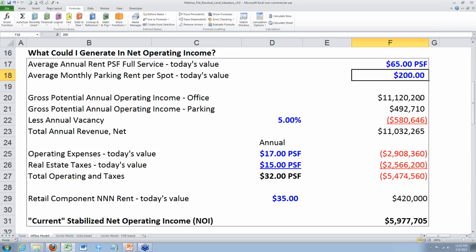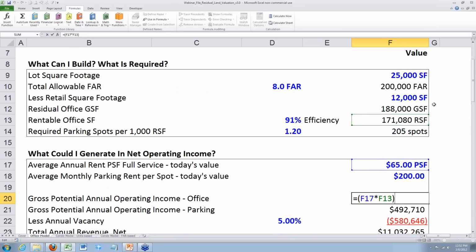assumption in as well. And so to do a very simple income estimate, I simply will multiply the 170,000 rentable by the $65 per square foot per year, and I can do the same for the parking, and then I multiply that by 12 since the $200 was a monthly cost.